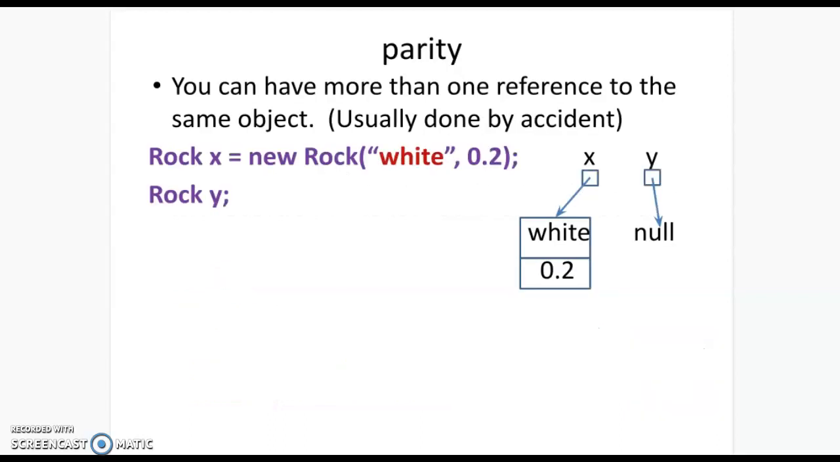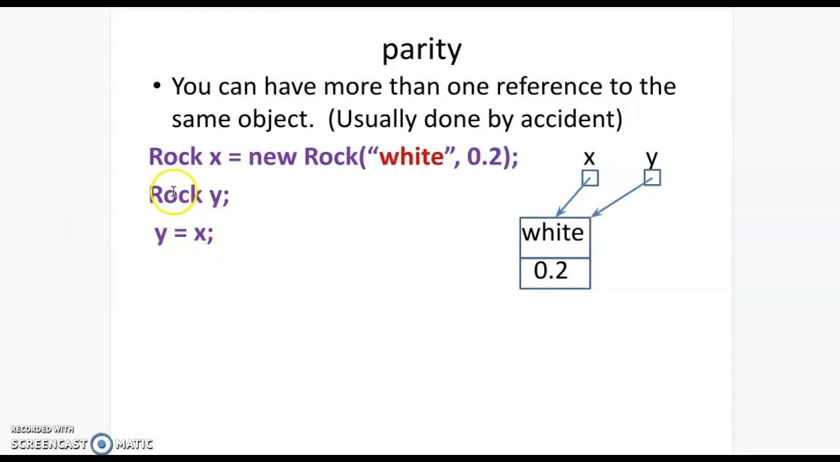You can also have two variables that point to the same area in memory, or two pointers that point to the same Rock. Sometimes this is done by accident and it causes us to have things we don't expect, and sometimes it's actually done on purpose and it's a good thing.